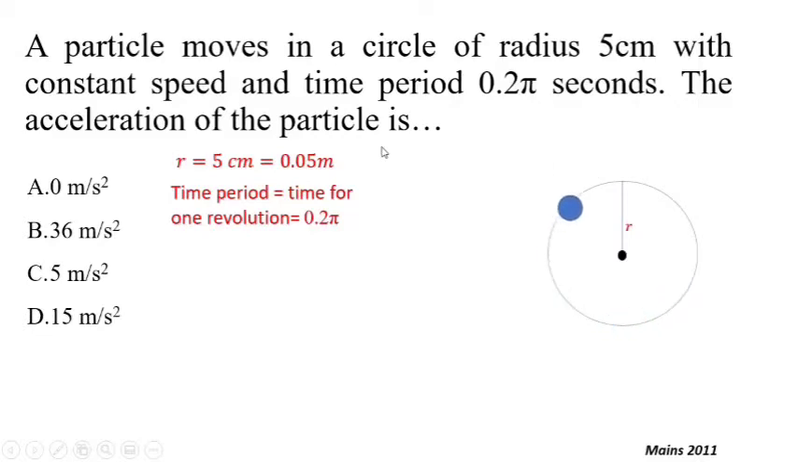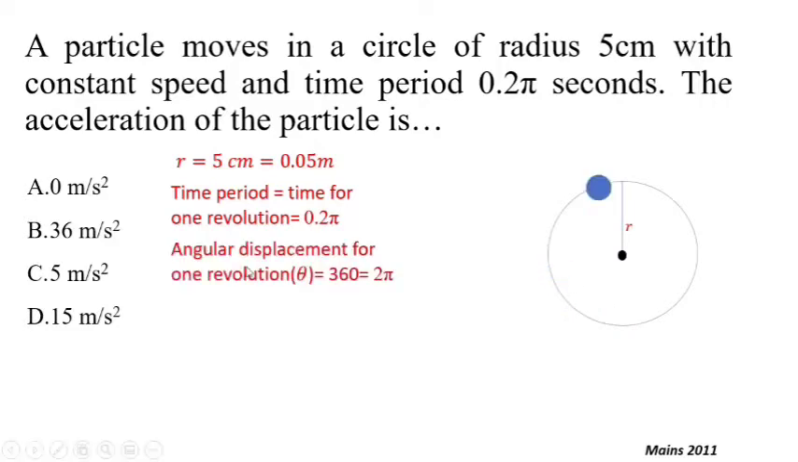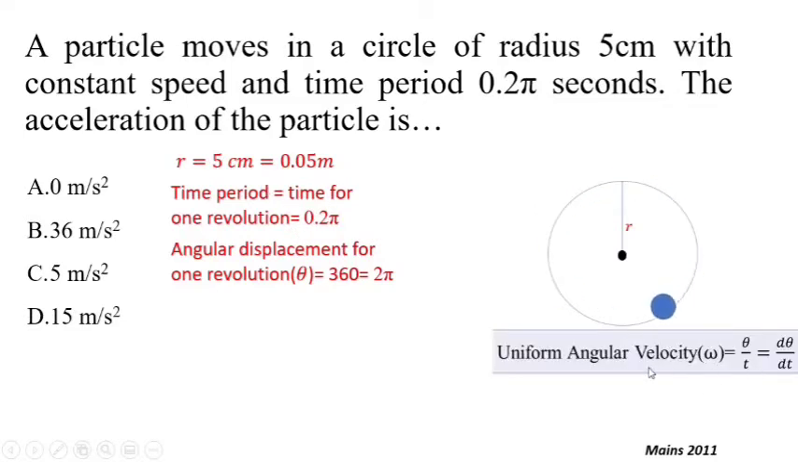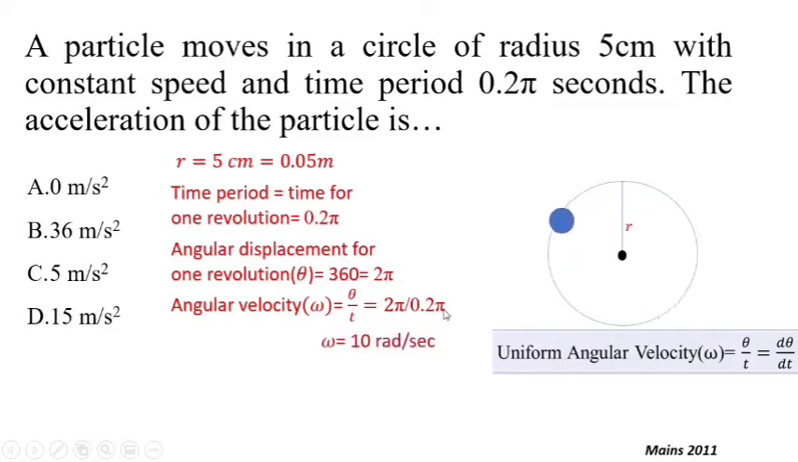The acceleration of the particle is... So in uniform circular motion, as we know, the acceleration is required to change the direction, and that is always towards the center, and that is known as centripetal acceleration. We need to find out the centripetal acceleration. For that we need to find out the angular velocity, where theta for one revolution will be equal to 2 pi and the time period for one revolution is given. That means we can use the formula omega equal to theta by t. So omega is 2 pi by 0.25, and this omega will be equal to 10 radian per second.